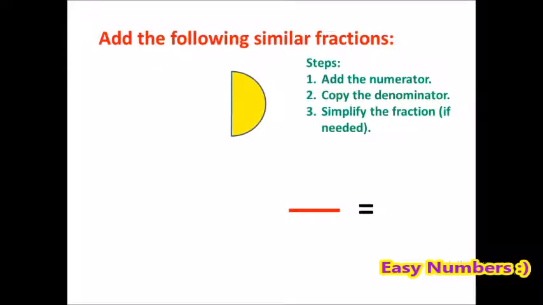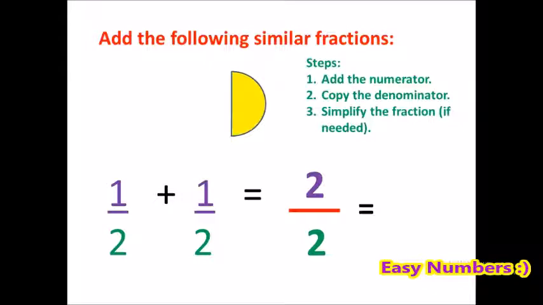Let us first add the following similar fractions. So the steps are: add the numerator, then copy the denominator, and then simplify the fraction if needed. For example, let us add 1/2 plus 1/2. So, let us add the numerator first, which is 1 plus 1 equals 2, and then copy the denominator, which is also 2. And 2 divided by 2 is equal to 1.